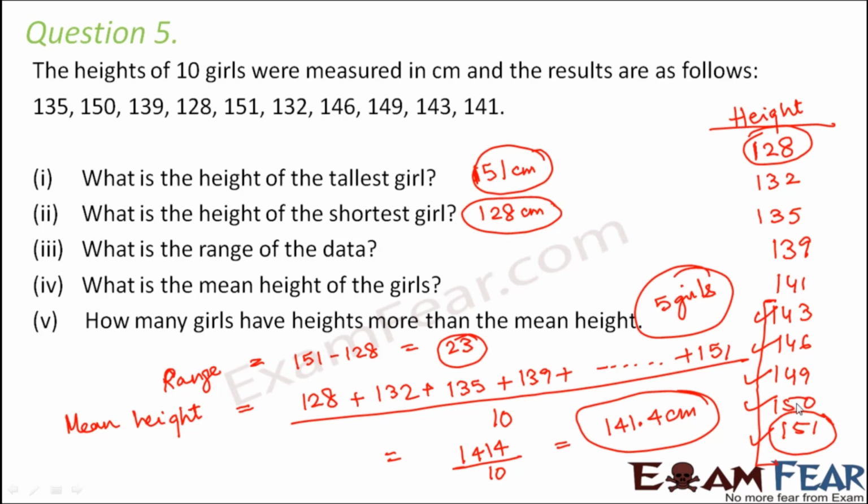So do you see the advantage of arranging the data in increasing order? It becomes easier for you to calculate the range. It becomes easier for you to decide which data are greater than a particular value, which all of them are greater than the mean height, which all are less than the mean height. So that means arranging the data in tabular form helps.